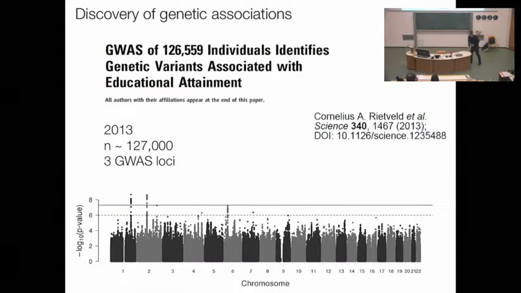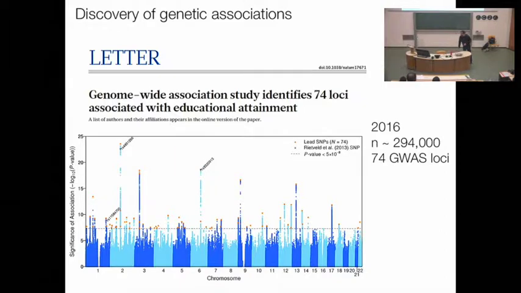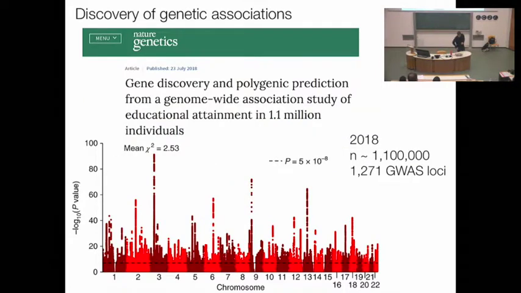Here's an example for educational attainment, and a GWAS in 2013 of 127,000 people that identified 3 GWAS loci. If we move forwards to 2016, to a sample size of 294,000, we get up to 74 loci. And a more recent one that we were involved in 2018, you go up to 1.1 million people, and you get 1,271 loci, simply as a result of your shrinking standard errors as your sample size increases.